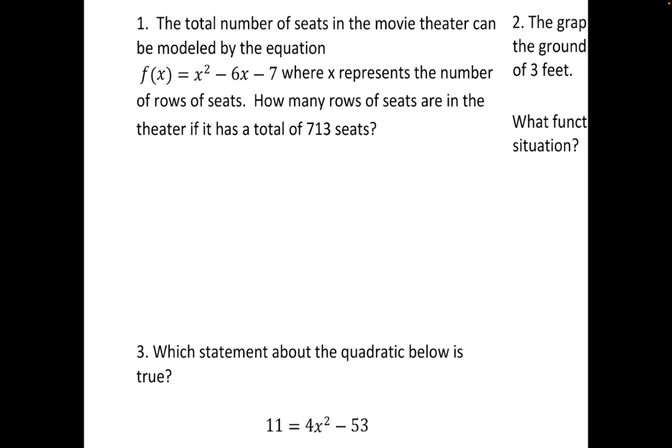Number 1 is talking about the total number of seats in a movie theater can be modeled with the equation, and x is the number of rows. So please pay attention to what is being represented. And then it's asking about how many rows. So it's asking about x. So that tells us that we're going to look for our roots, our zeros, our x-intercepts, our solutions.